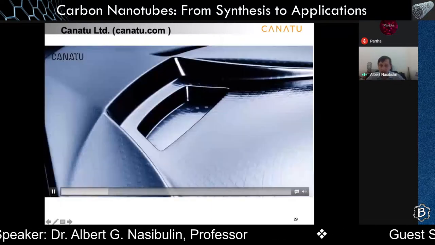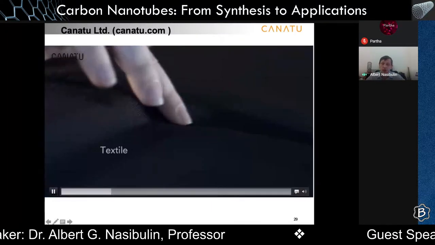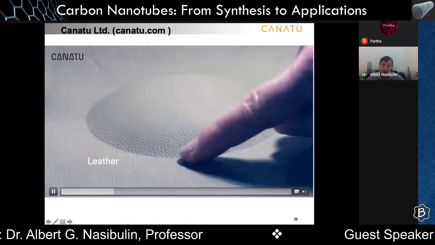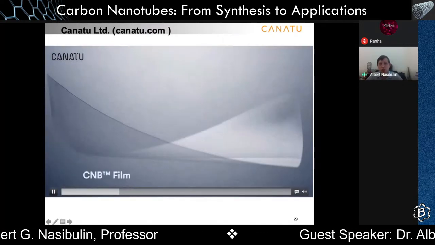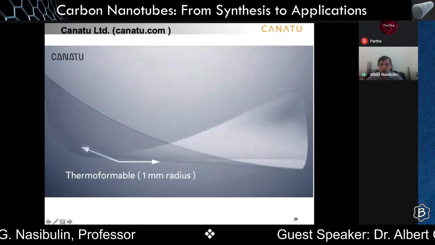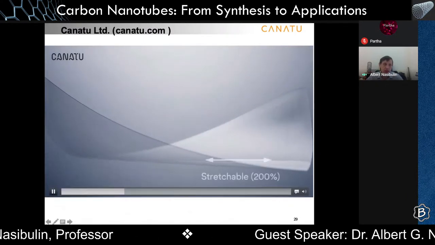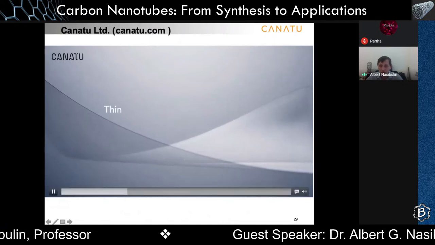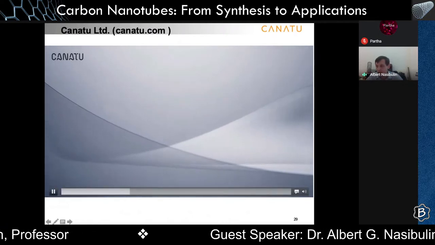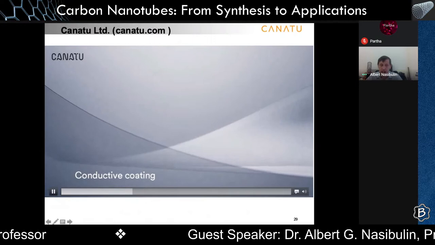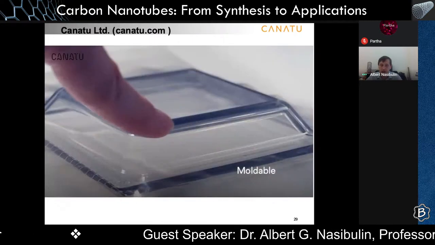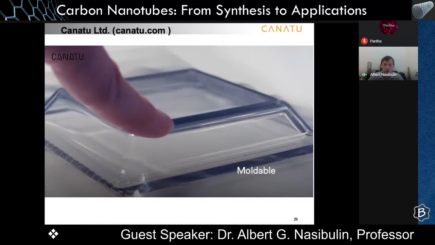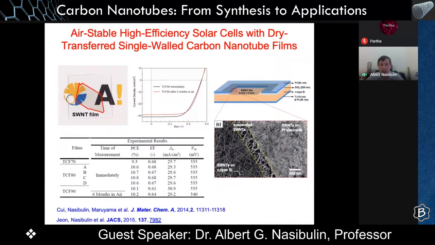And that's understandable because carbon nanotubes could be transferred to practically any other substrate, plastic, textile, or leather if you want. So if you're interested, you could visit our website, nanotube.com, and there are quite many other different applications for carbon nanotubes in the automobile industry. So just go further.